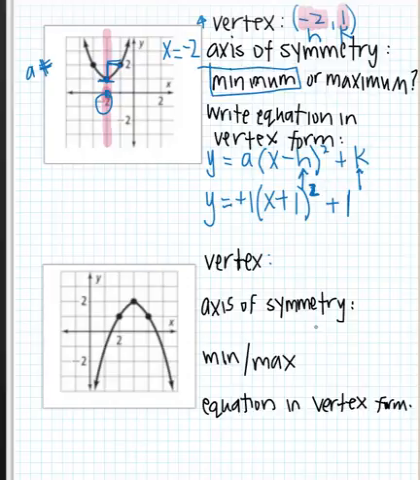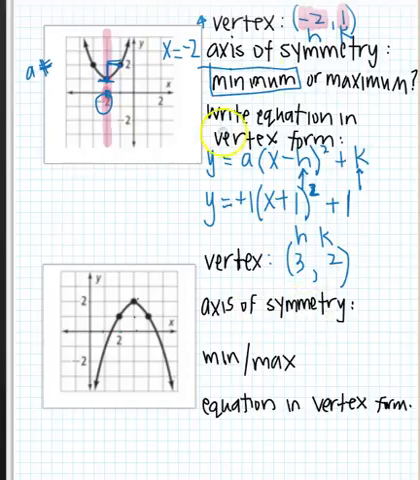Stop the video if you need some more time before I go through it. The vertex looks like, if I start here at the origin, 1, 2, 3. I go 3 to the right, so it's a +3. And then I'm going to go up 1, 2. So my vertex is at 3, 2. And that's my h and that's my k for later on.